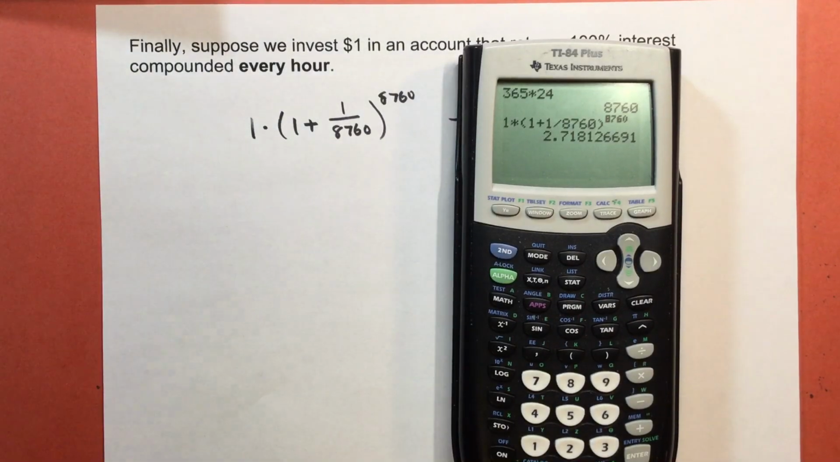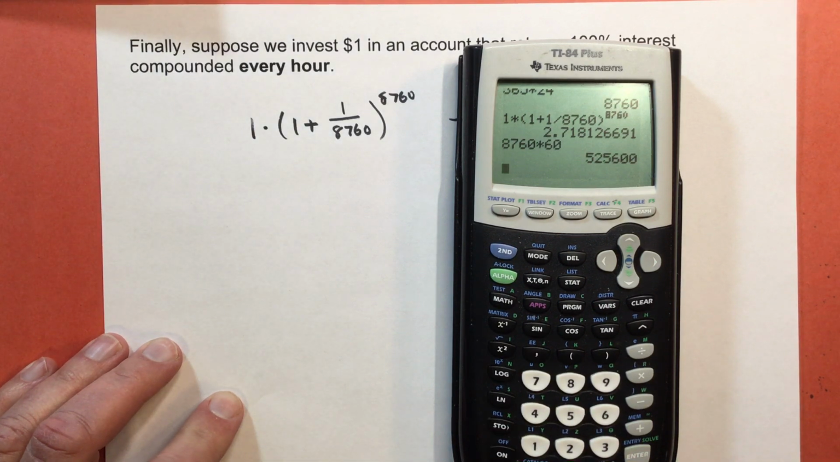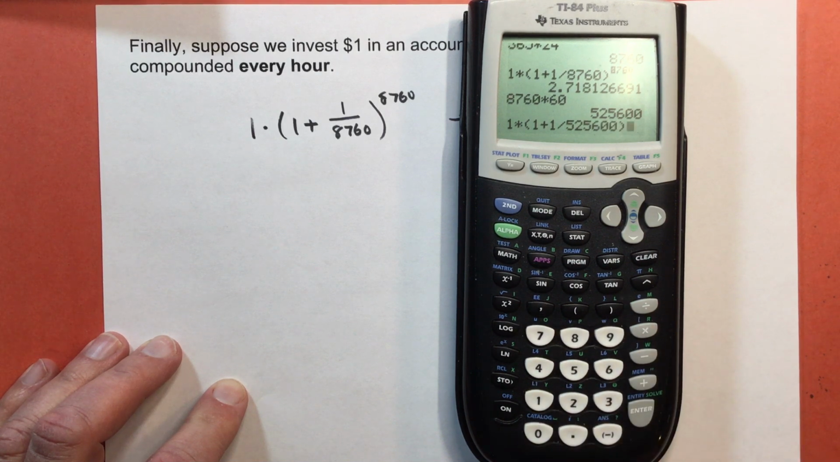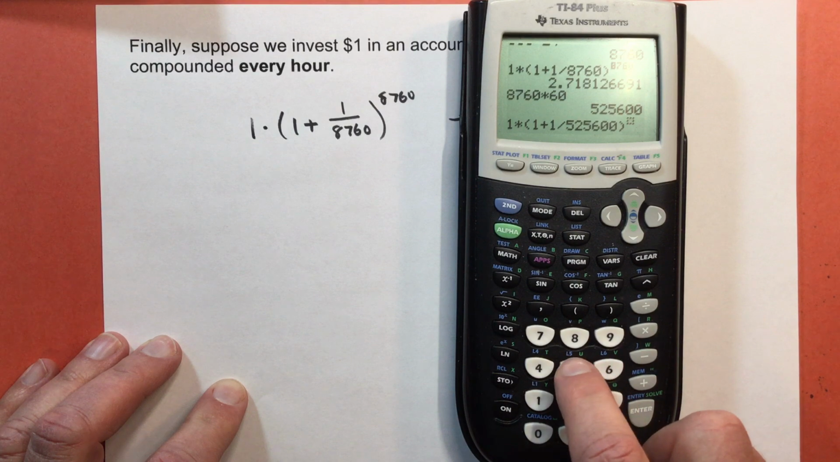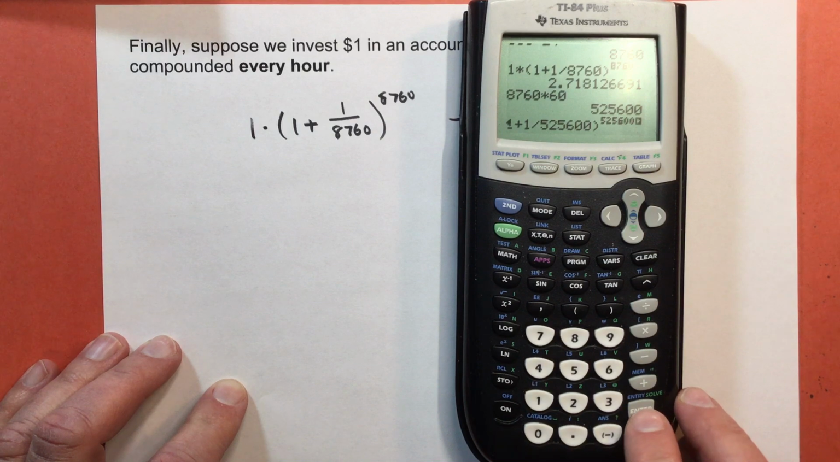Okay. I've got a genius thought. That's if I do it every hour. What if I do it every minute? So 8760 times 60 for a minute, that's going to be 525,600 times. Good thing I'm using a calculator. 1 times 1 plus 1 divided by 525,600, raised to the 525,600 power.